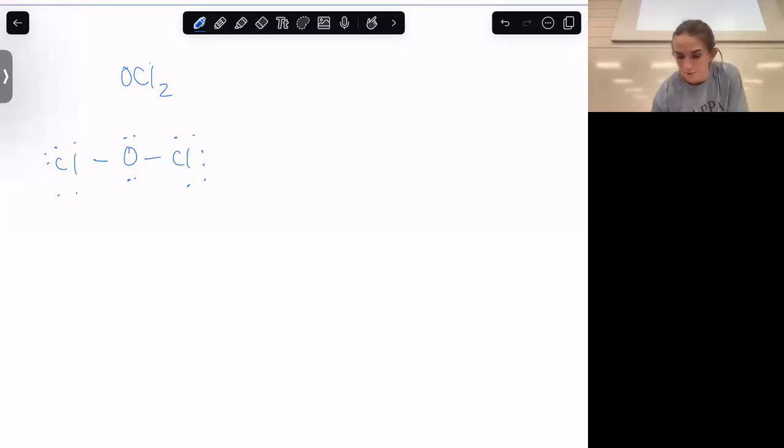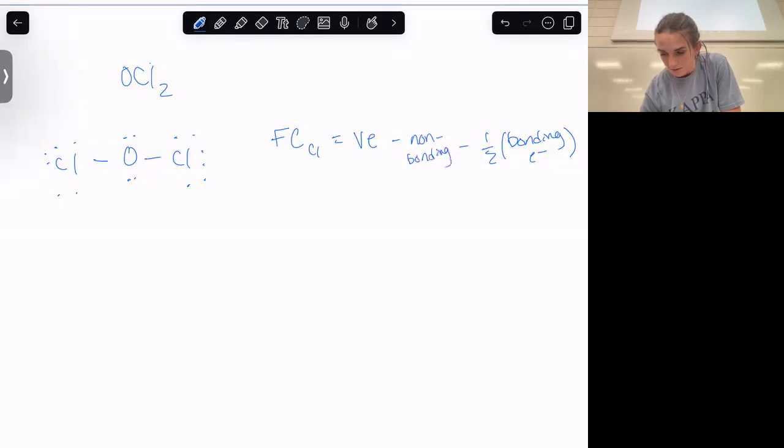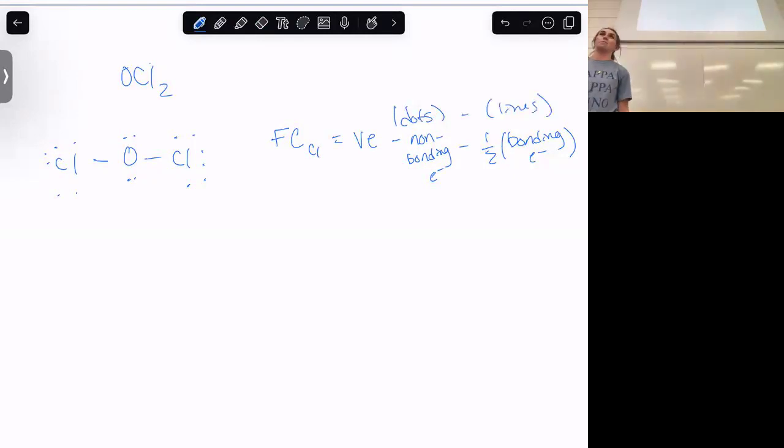So if we found the formal charge of chlorine, what is the formal charge formula? I like to write lone pairs as non-bonding electrons. You have your bonding electrons times 1/2, and then your non-bonding electrons are the lone pairs. So this turns into dots minus your lines. Those work out to be the same.